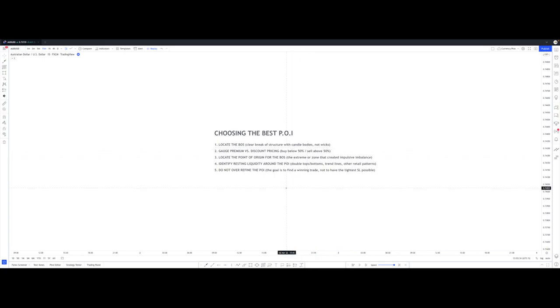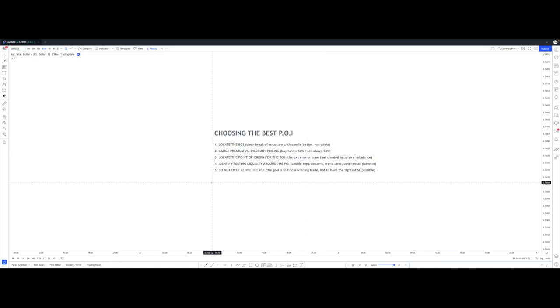All right, pretty straightforward. Now, number 2, gauge premium versus discount pricing. We already went over this in previous lessons. So as you'll notice, a lot of these points here are just a culmination of the previous things that have been taught. This is basically putting it all together to locate the best point of interest to trade from, okay? So again, gauge premium versus discount pricing. And in brackets, I've written buy below the 50%, sell above the 50%. Okay, if you've watched that video on premium and discount pricing, this should be pretty straightforward.